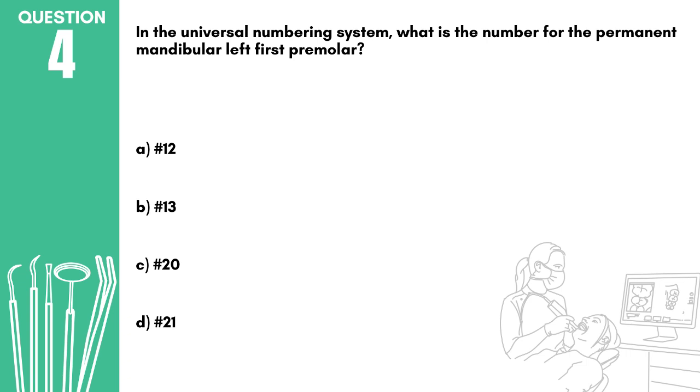Question 4. In the universal numbering system, what is the number for the permanent mandibular left first premolar? A. Number 12. B. Number 13. C. Number 20. D. Number 21.